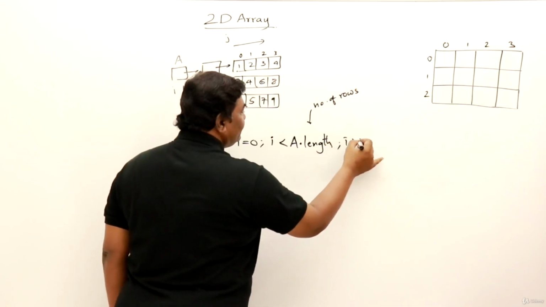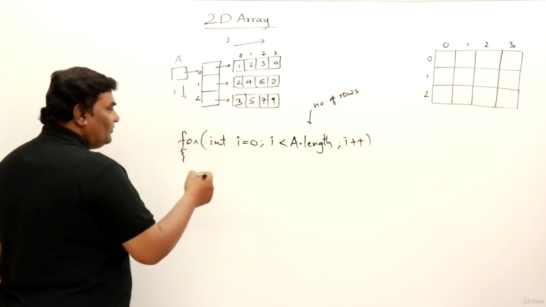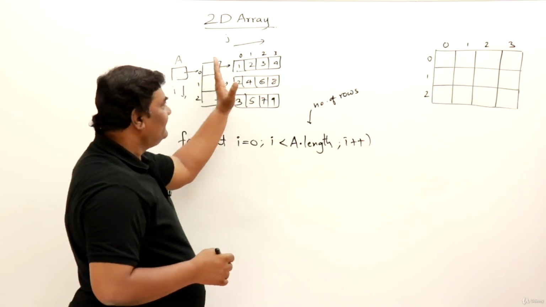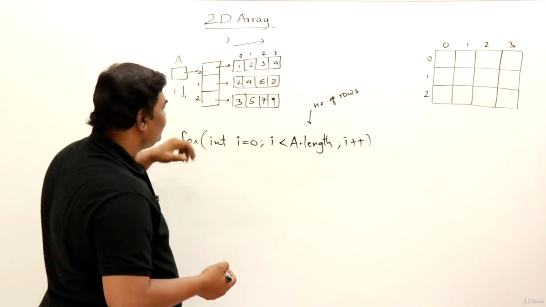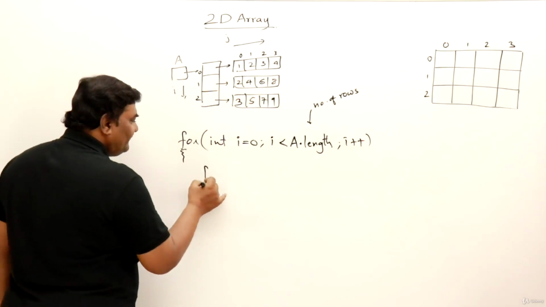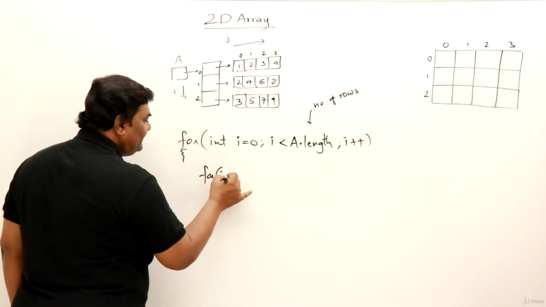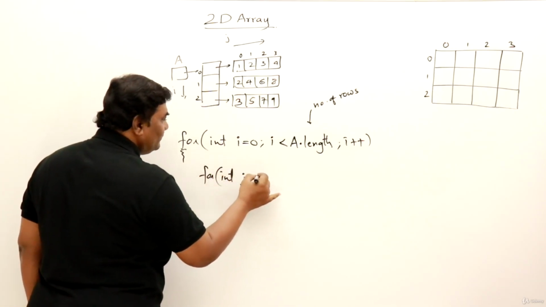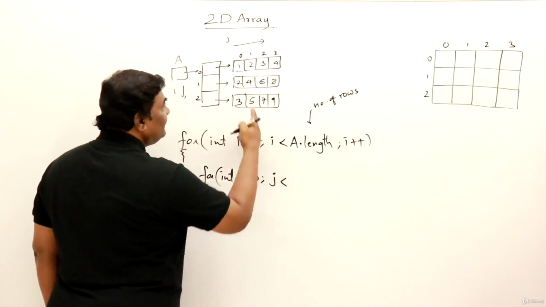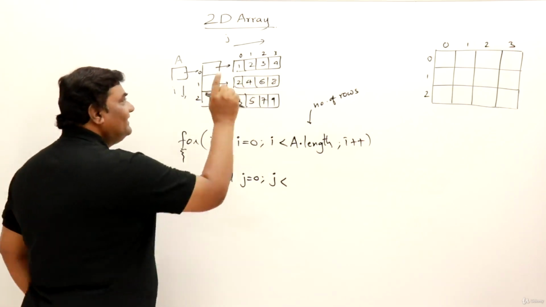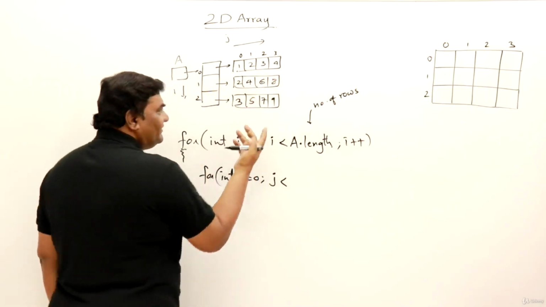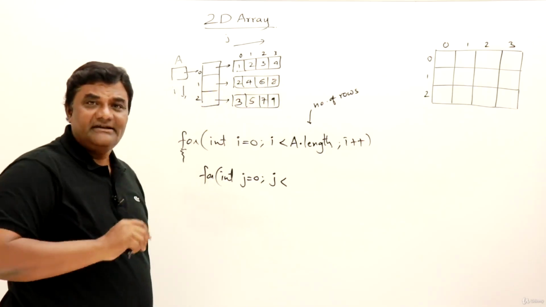Then i plus plus. Now for each row, I have to access all the elements in these columns, right? So first row, I have to access all these elements. So let us take one more for loop for that number of elements. Integer j assign 0, j less than what? 4. No, I want to use length. So I have to take the length of this one or this one or this one, any one. All their lengths are same.